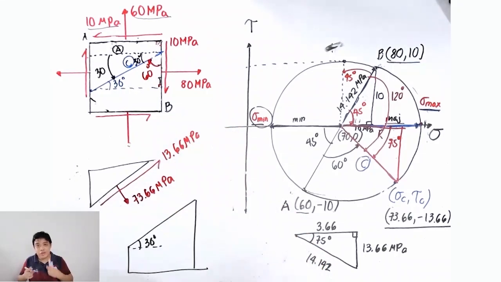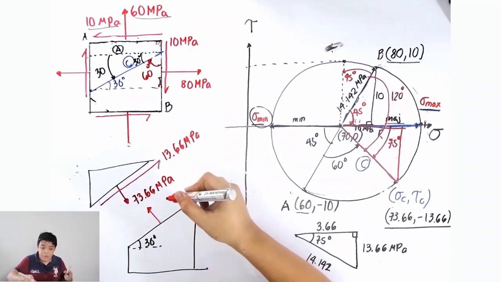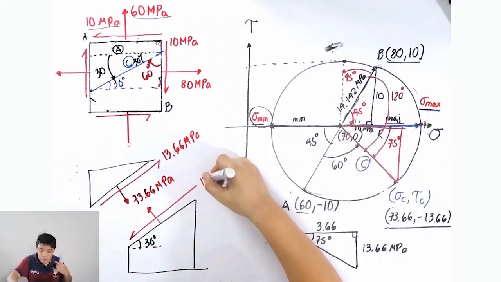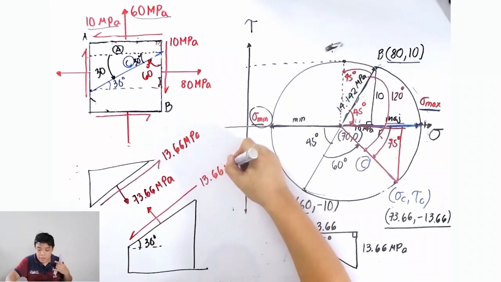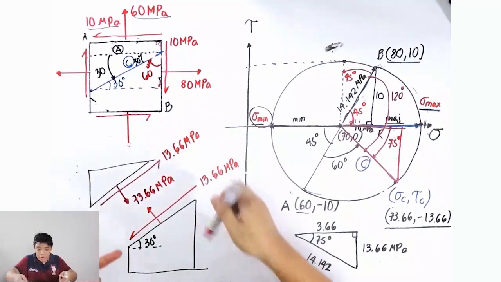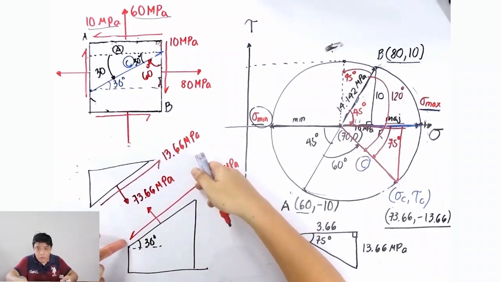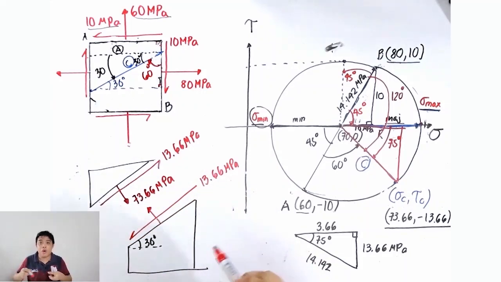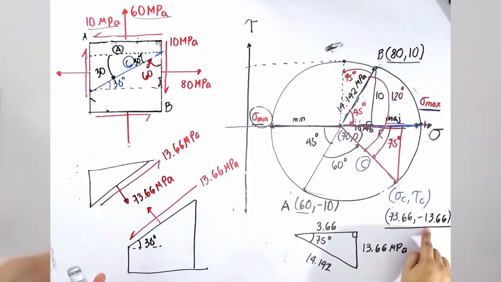So from Newton's third law, if this is 73.66, this is in this direction, 73.66, and the shear is going in this direction, which has a value of 13.66 megapascal. As you can see, if you're going to transfer the shear stress on this FBD, the effect of shear stress is also counterclockwise. That proves that our answer is really correct.